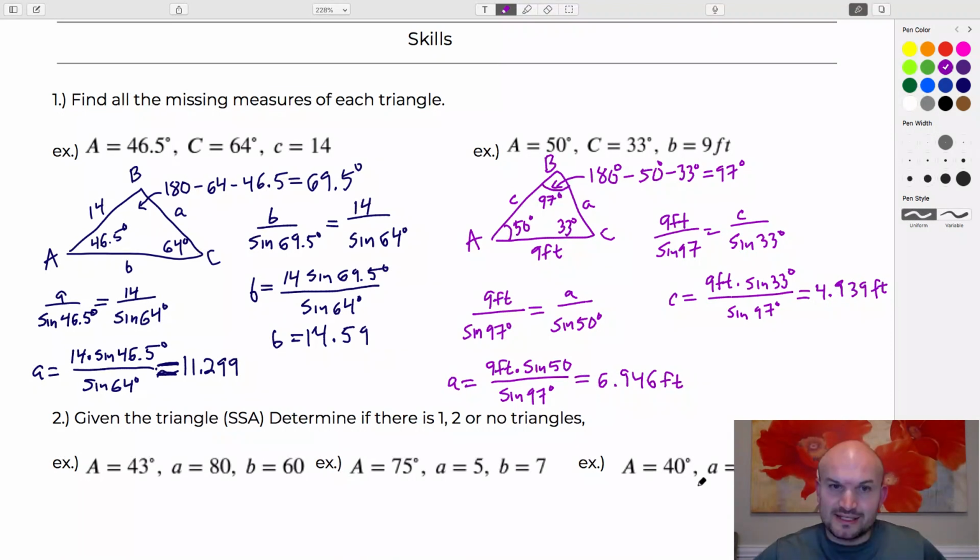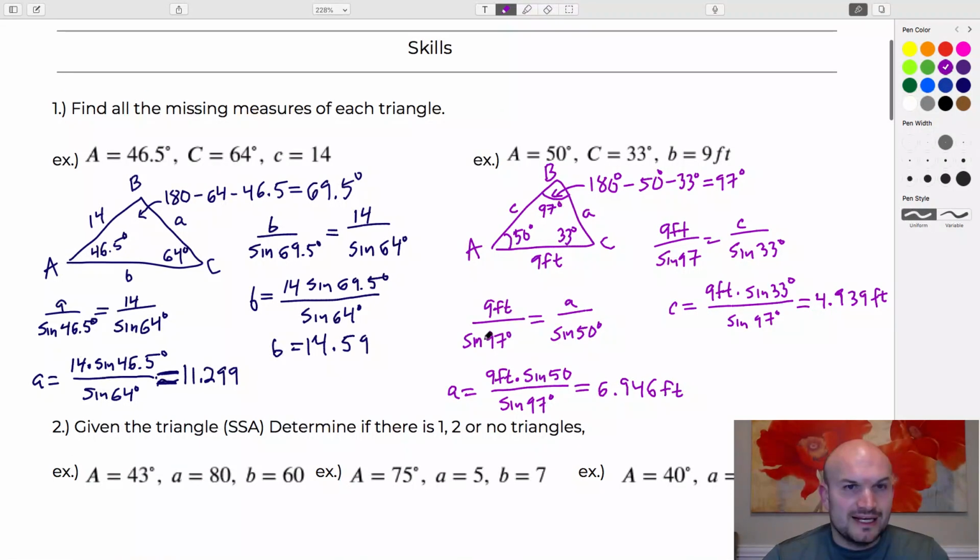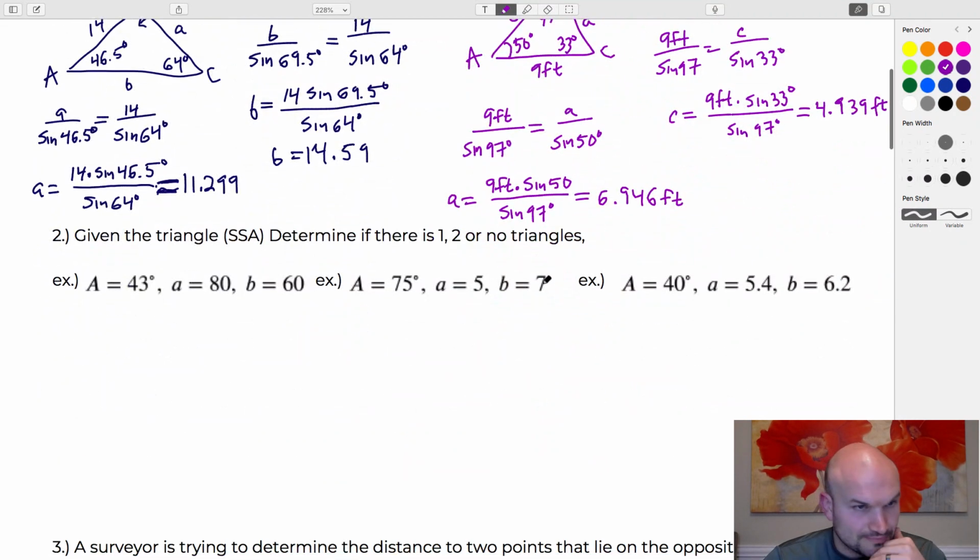Okay, so that's the basic thing, two problems just to make sure you can practice getting these side lengths correct. And here I just tell my students, if I don't tell you how to round, then round to the nearest thousandth.